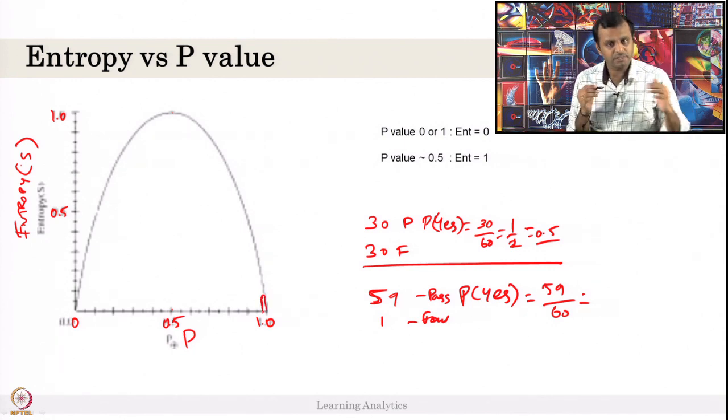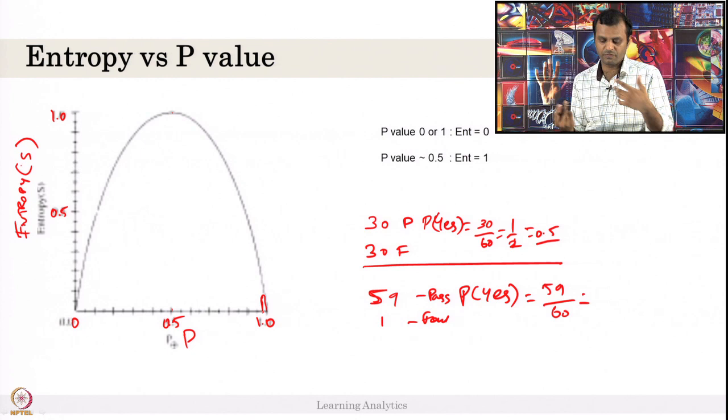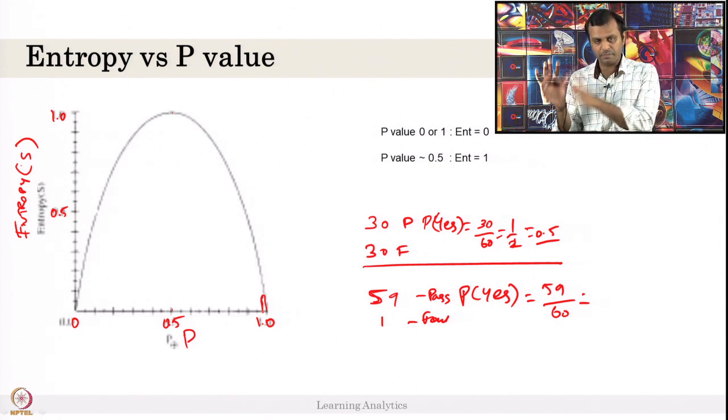So that tells us the uncertainty in classifying this is very, very low. If you pick any student from this class, you can say pass, because 59 out of 60 will pass and only one time it will fail. But if there is an equal amount of both yes and no, black and white, the two classes, the entropy will be high. If it is only black or only white, the entropy will be low.